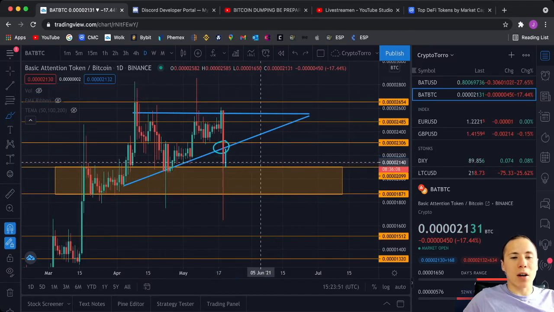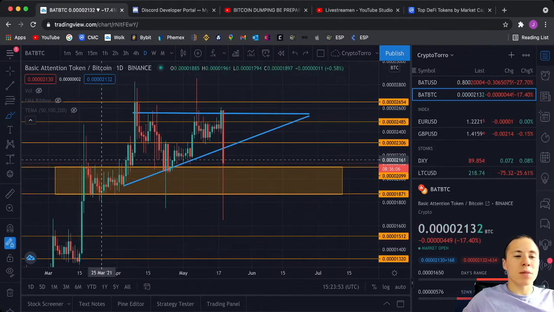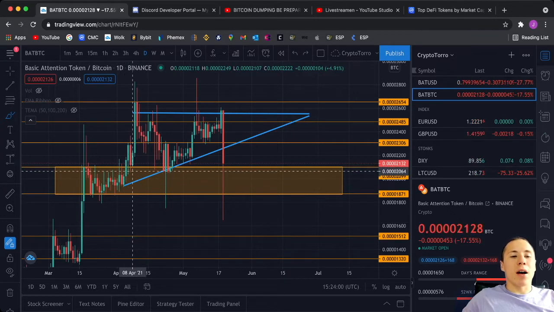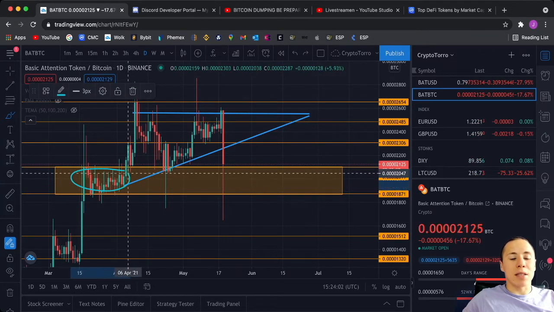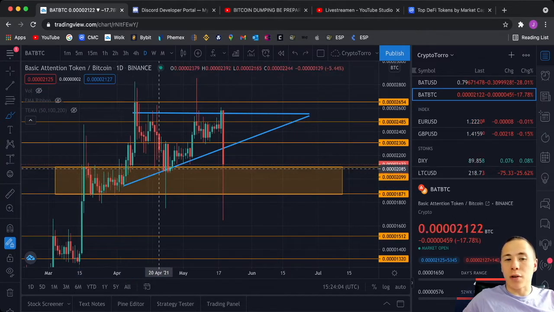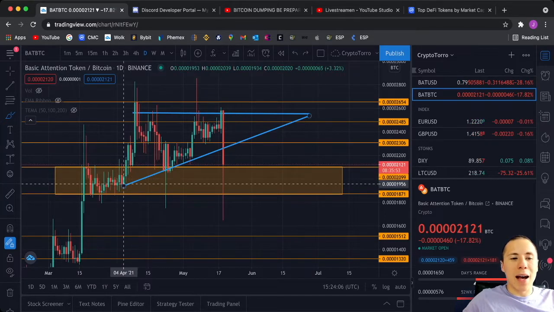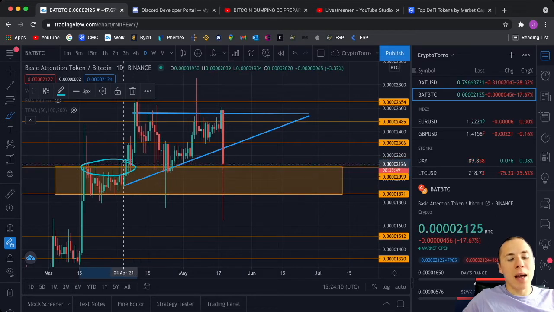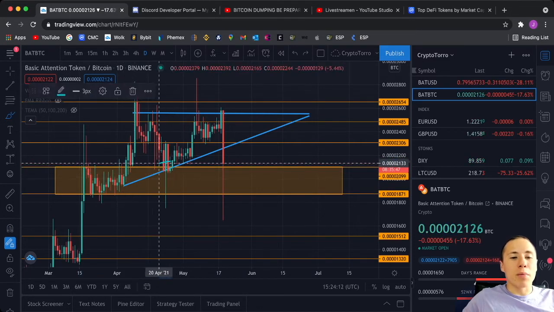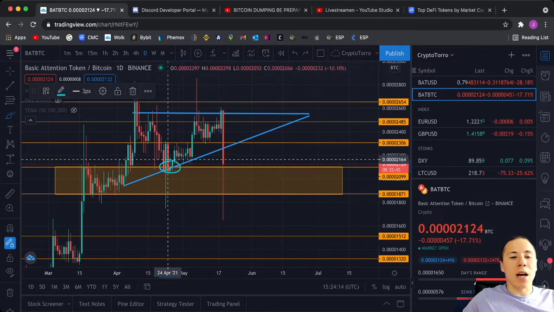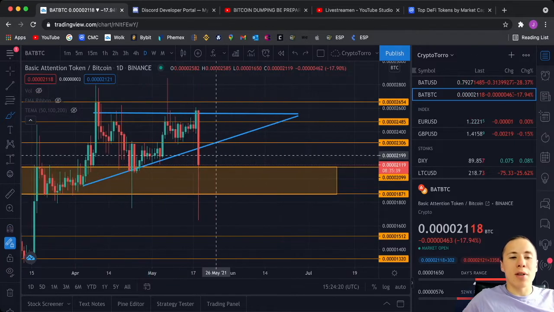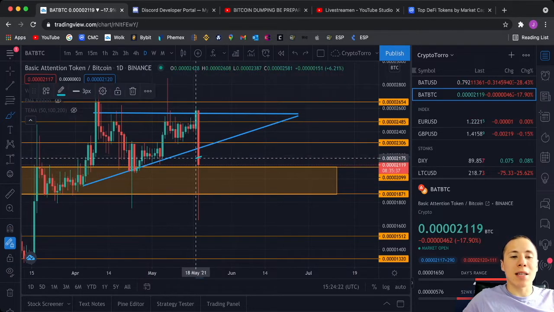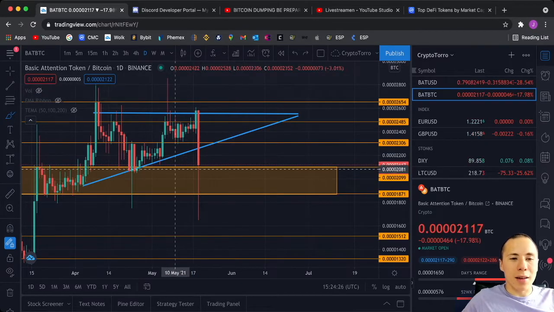And what is this orange box telling us? This orange box is actually a major level of support and resistance, but especially support for the current moment, because we had seen in the past a lot of resistance on the upper area, and as well support being created on top of the orange box. That's why I personally think that right now we are seeing once again that Basic Attention Token is finding support on it once more.